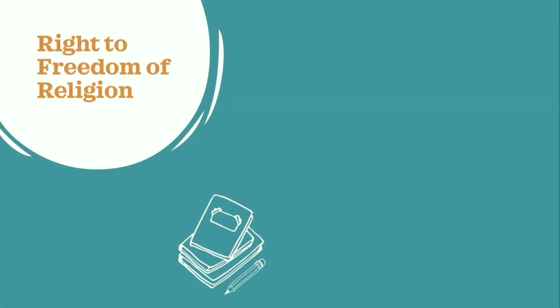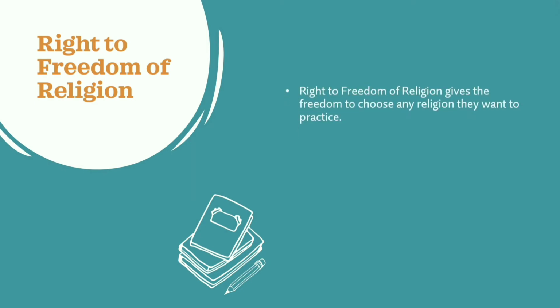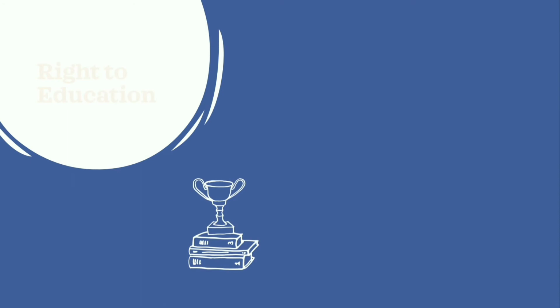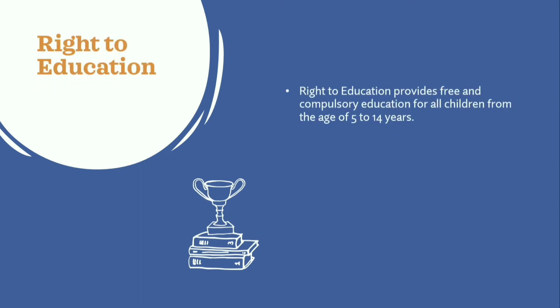Next, right to freedom of religion. Right to freedom of religion gives the freedom to choose any religion they want to practice. No one can be forced to practice any religion. Next, right to education. Right to education provides free and compulsory education for all children from the age of 5 to 14 years.